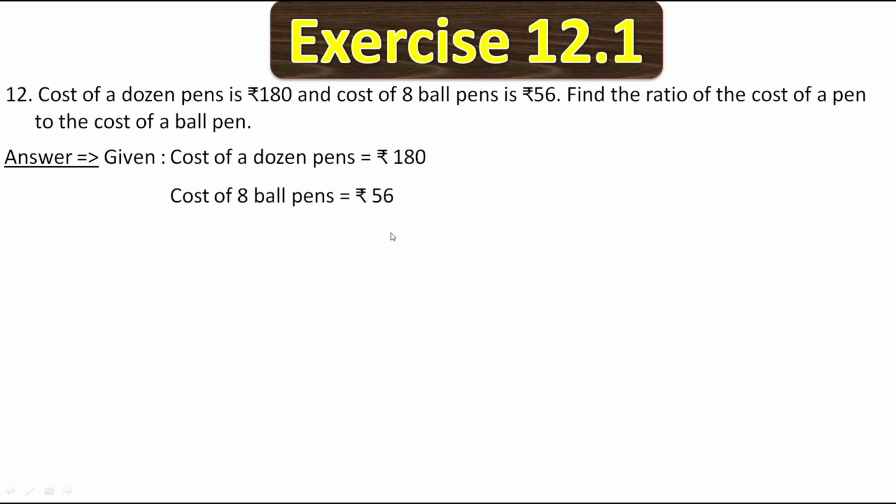So we have to find first of all the cost of one pen. Okay, now the cost of one pen should be found out by 180 upon 12. Why 12?